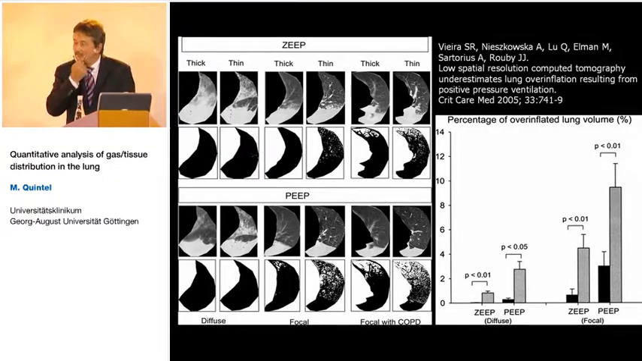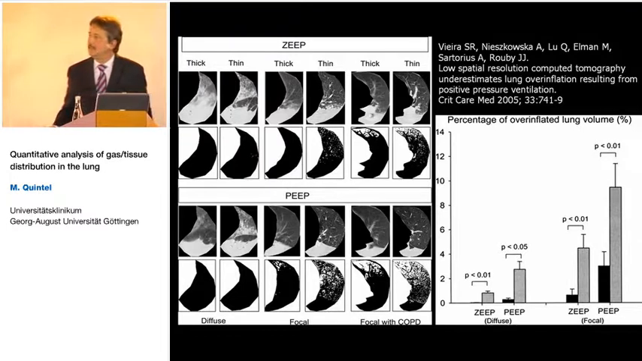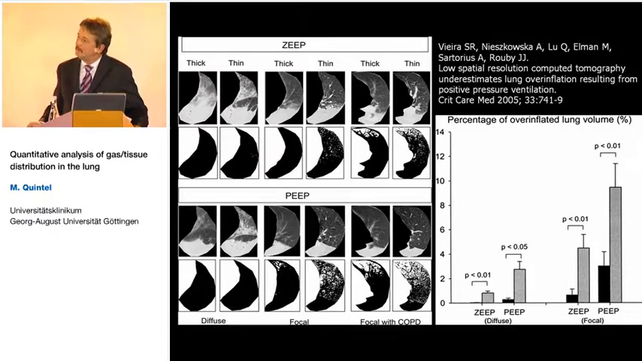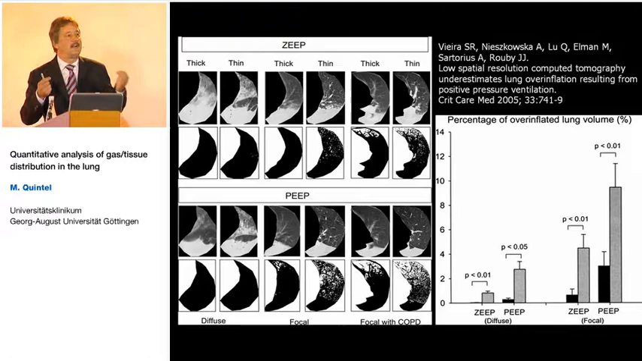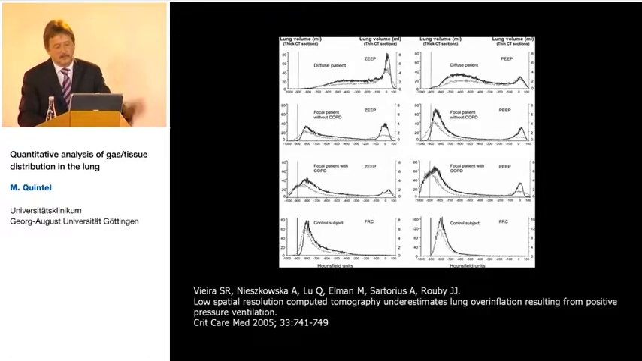You might also use CT scan techniques to identify overinflation. This is from the group of J.J. Rouby, which has clearly demonstrated that it's also dependent on the underlying disease whether you find overinflated regions or not. We can skip that.